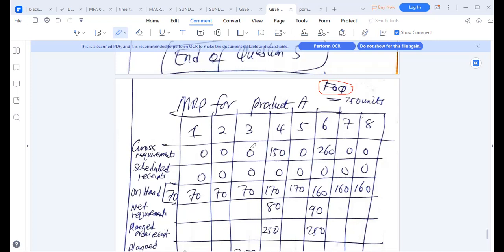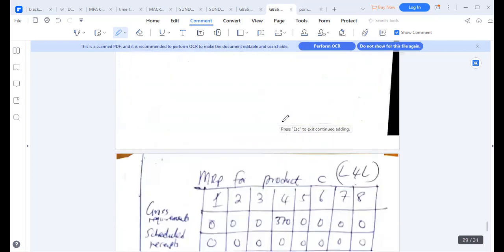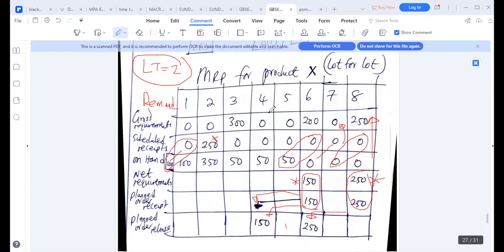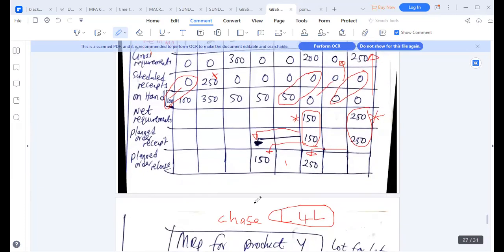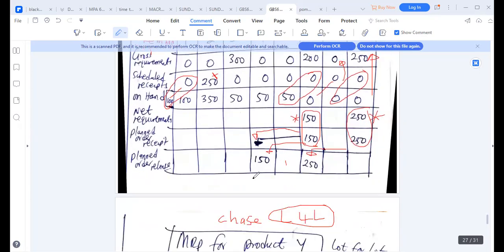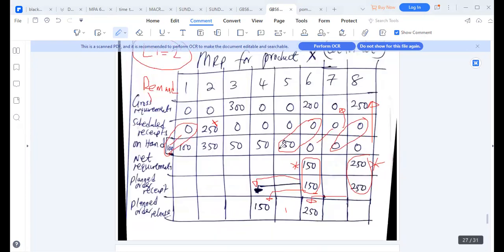The gross requirements we are getting came from X, because from the structure, A is coming from X. So you get the releases of X, then multiply them by the quantity that we have. So meaning these releases, week 4 and week 6.